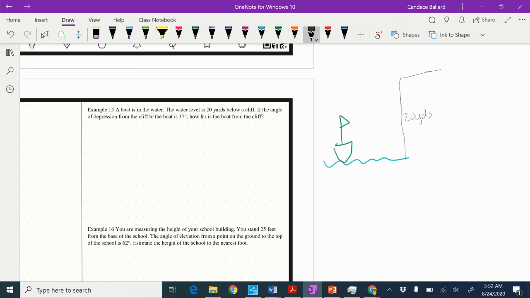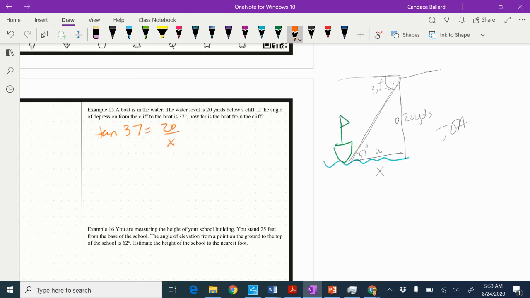The angle of depression. This is a little bit different. Remember, angle of depression is the angle down from a parallel or a horizontal. That angle of depression is 37 degrees. How far is the boat from the cliff? They want us to figure this out. I need the angle in here, but remember, these are alternate interior, so this is also 37 degrees. I have the opposite and the adjacent, so again, I've got TOA. So my tangent of 37 equals 20 opposite over x adjacent.